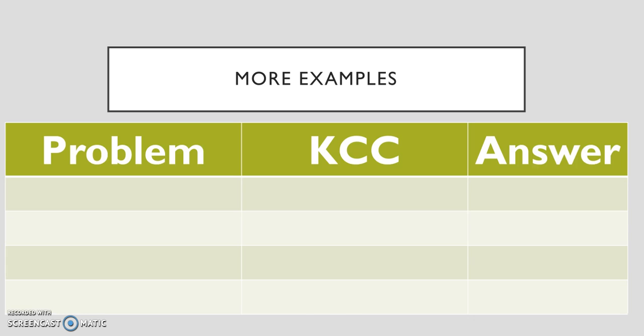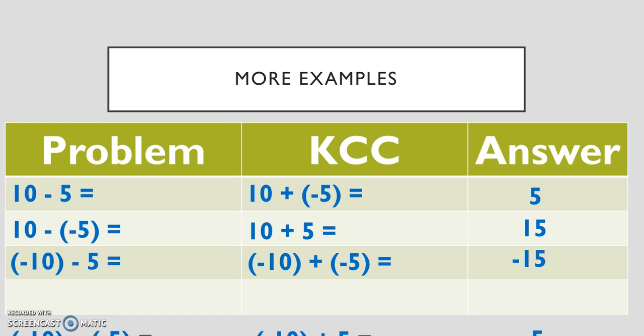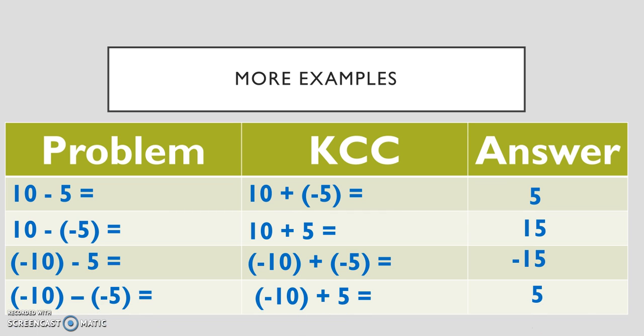Here are some more examples. 10 minus 5 changes to 10 plus a -5, which equals 5. 10 minus a -5 changes to 10 plus 5, which equals 15. -10 minus 5 changes to -10 plus -5, which equals -15. And -10 minus a -5 equals -10 plus 5 when changed, which in turn equals 5.